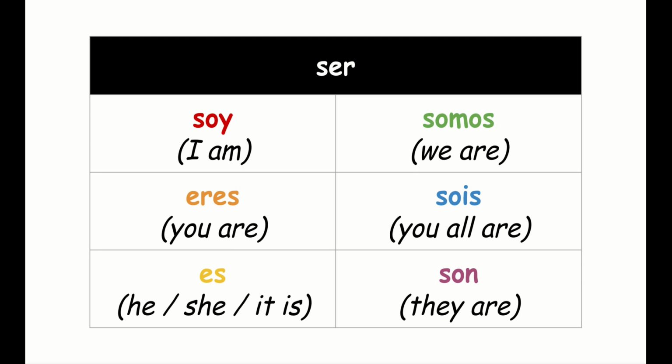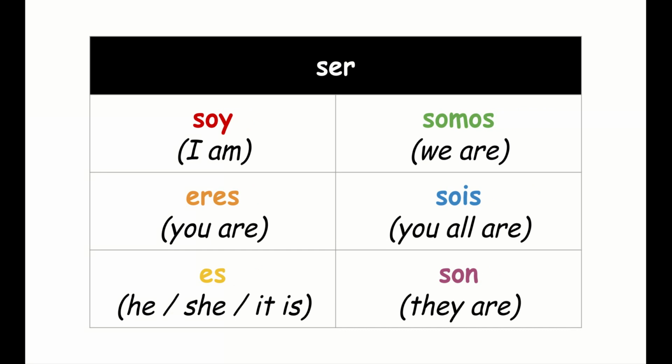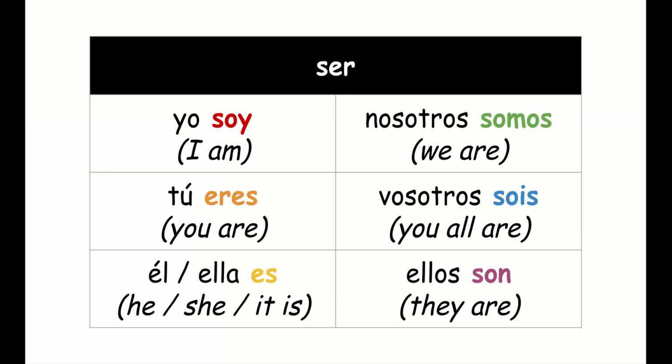So we have 6 different forms of the verb ser, depending on which grammatical person you're talking about. So soy means I am, eres means you are, es means he or she or it is, somos means we are, sois means you all are, and son means they are. So if you want to, you can put who you're talking about in front of these words also, to be more specific. So soy means I am, but also yo soy means I am. It's just being more specific.